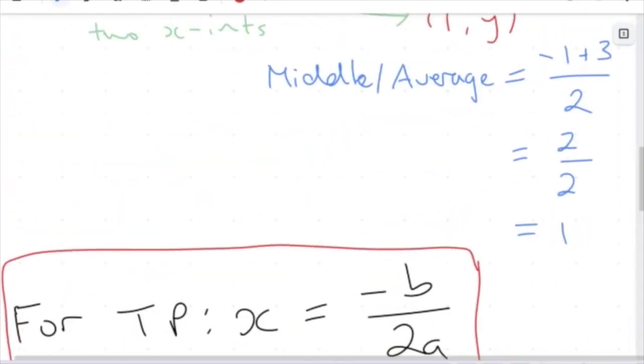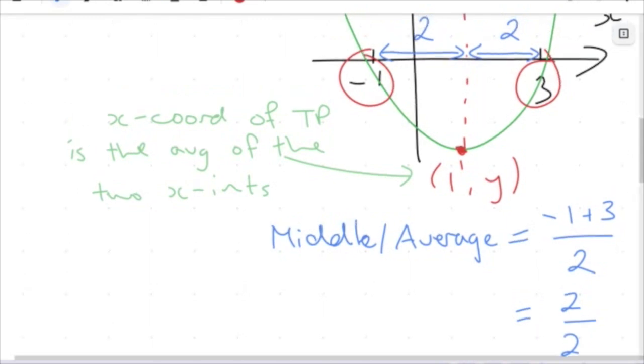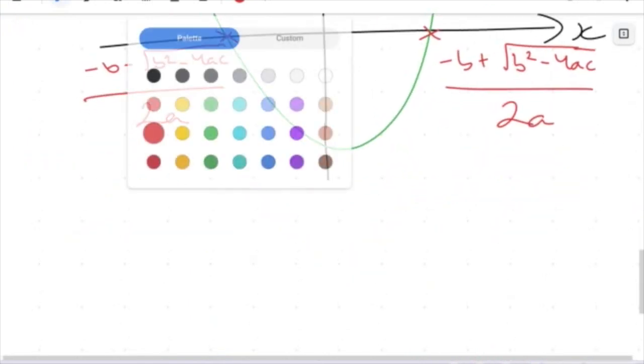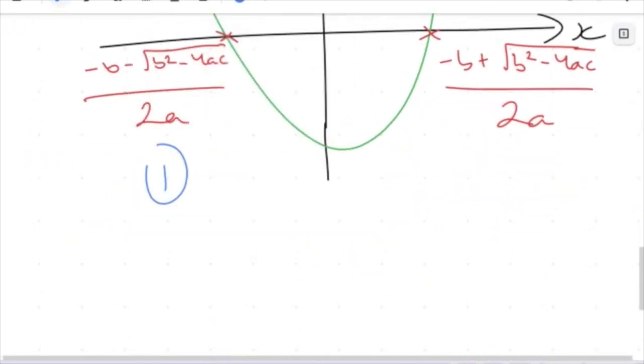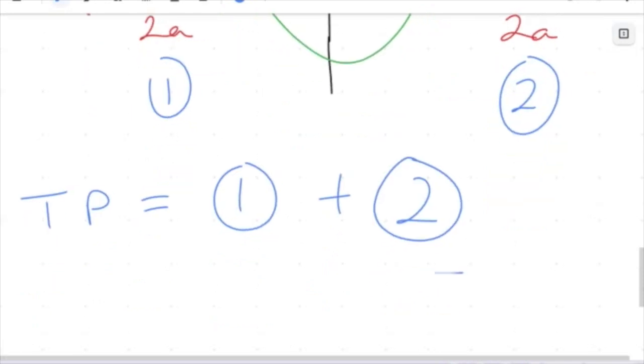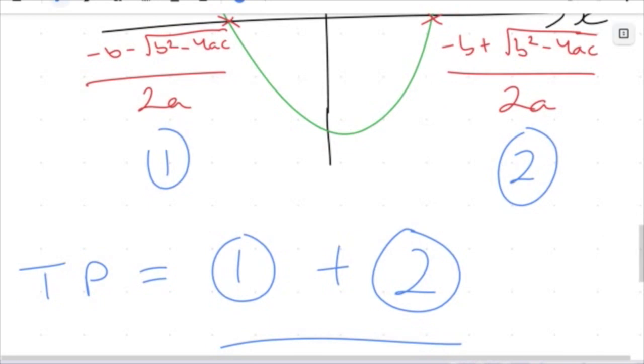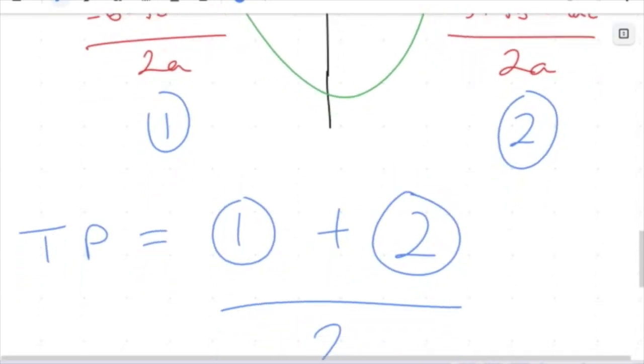Now, we noticed before that the x-coordinate of the turning point is the average of the two x-intercepts. So, I have my first and second x-intercept. So to find the turning point, that's going to be this first value of x, plus my second value of x, these are my intercepts, divided by 2, divided by the amount of terms I have. That's how averaging works. Okay, now what we're going to do is we're just going to add these two together.